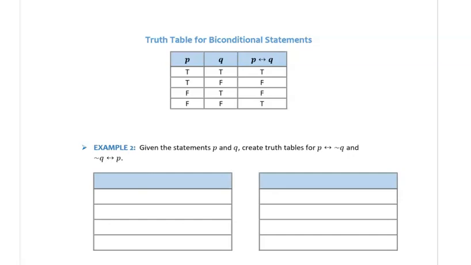And notice that a rule of thumb to help us remember this table is that if the individual statements involved have the same truth value, so in other words, if they are both true or both false, then the biconditional statement is true overall. If the simple statements involved have differing truth values, so one is true and the other is false, or one is false and the other is true, then the biconditional statement is false overall.